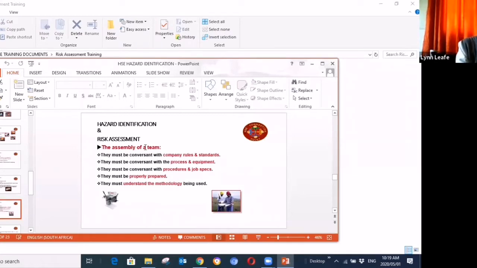The assembly of a team: they must be conversant with company rules and standards. They must be conversant with the process and equipment. They must be conversant with procedures and job specs. They must be properly prepared. They must understand the methodology being used.